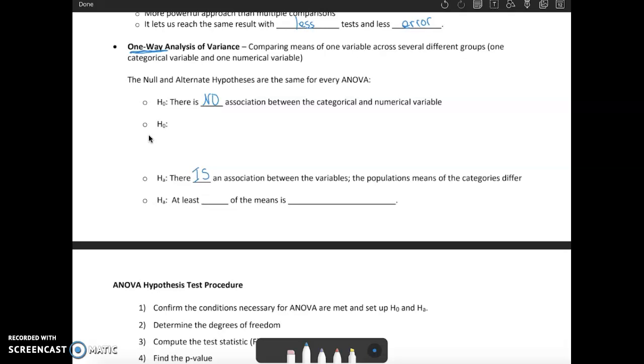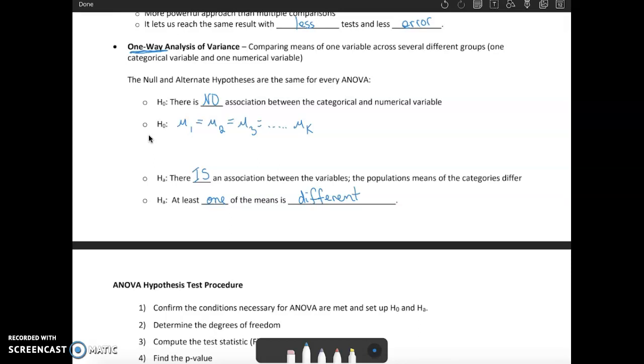The same thing as saying that there's no association between the categorical and numerical variable would be saying that the mean of the first category is equal to the mean of the second, which is the same as the mean of the third, and so on, for however many groups you may have. And then the alternate to that would be saying at least one of the means is different. So you can write the null in two different ways, and they both mean the same thing. They're just different ways of saying that.